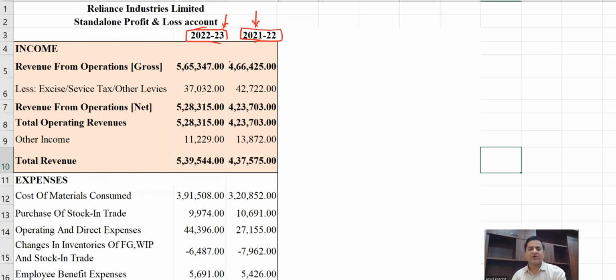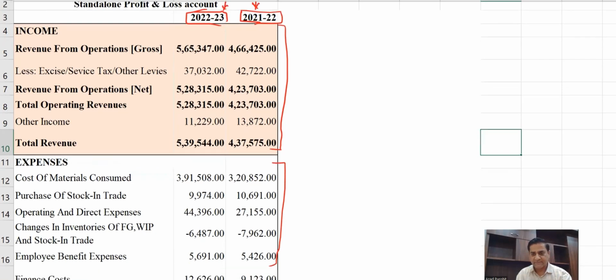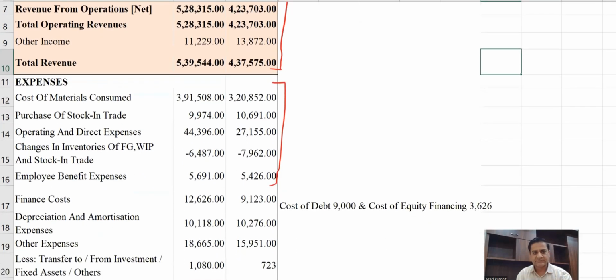Now, if you look at the profit and loss account, the first portion, which starts from here and ends here, comprises the income. Then the second portion comprises the expenses, right? Then you have the final portion which talks about the, here it is, just a minute.